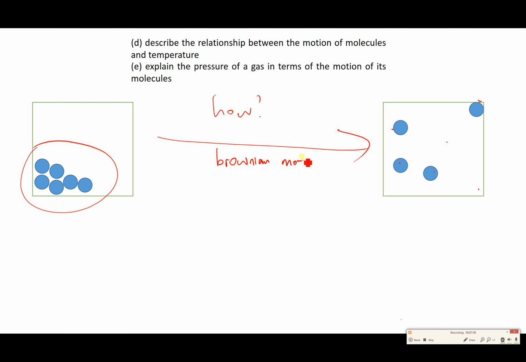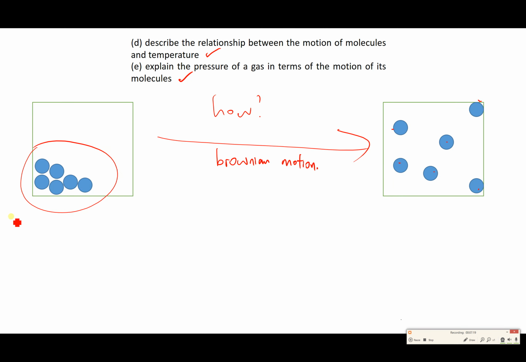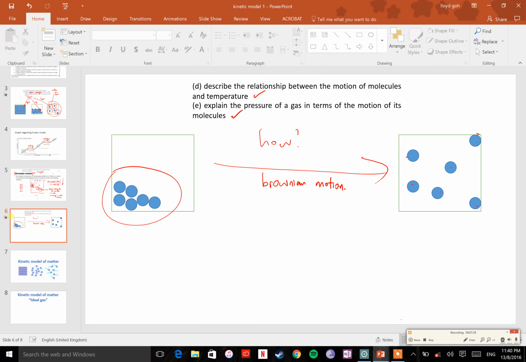Now the next thing that I want to talk about is describing the relationship between motion of molecules and temperature, and if possible, we'll talk about the pressure of a gas in terms of its motion. So same thing, it's still under the kinetic model. I want y'all to forget what I said. I'm going to use a sketchbook now to describe the relation between the motion of molecules and temperature.